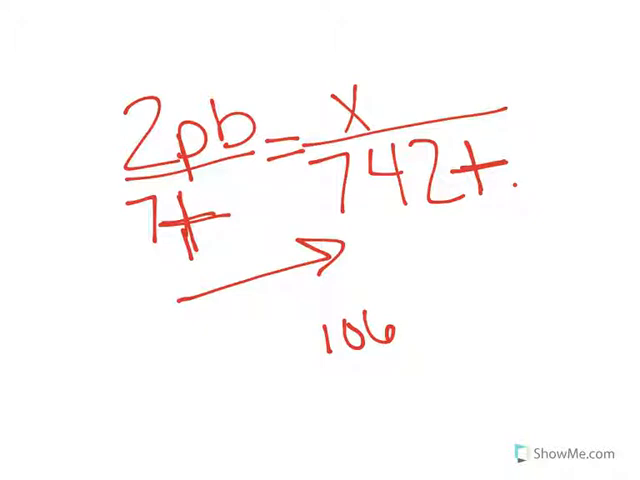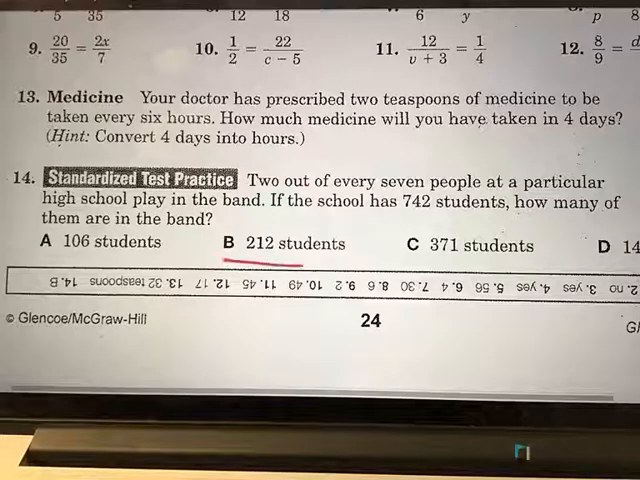Now, I could set it up differently, but if I cross multiply, I would still get the same answer. So again, how do I go from 7 to 742? Times 106. Whatever you do to the bottom, you do to the top, and 2 times 106 is, you guessed it, 212 students.